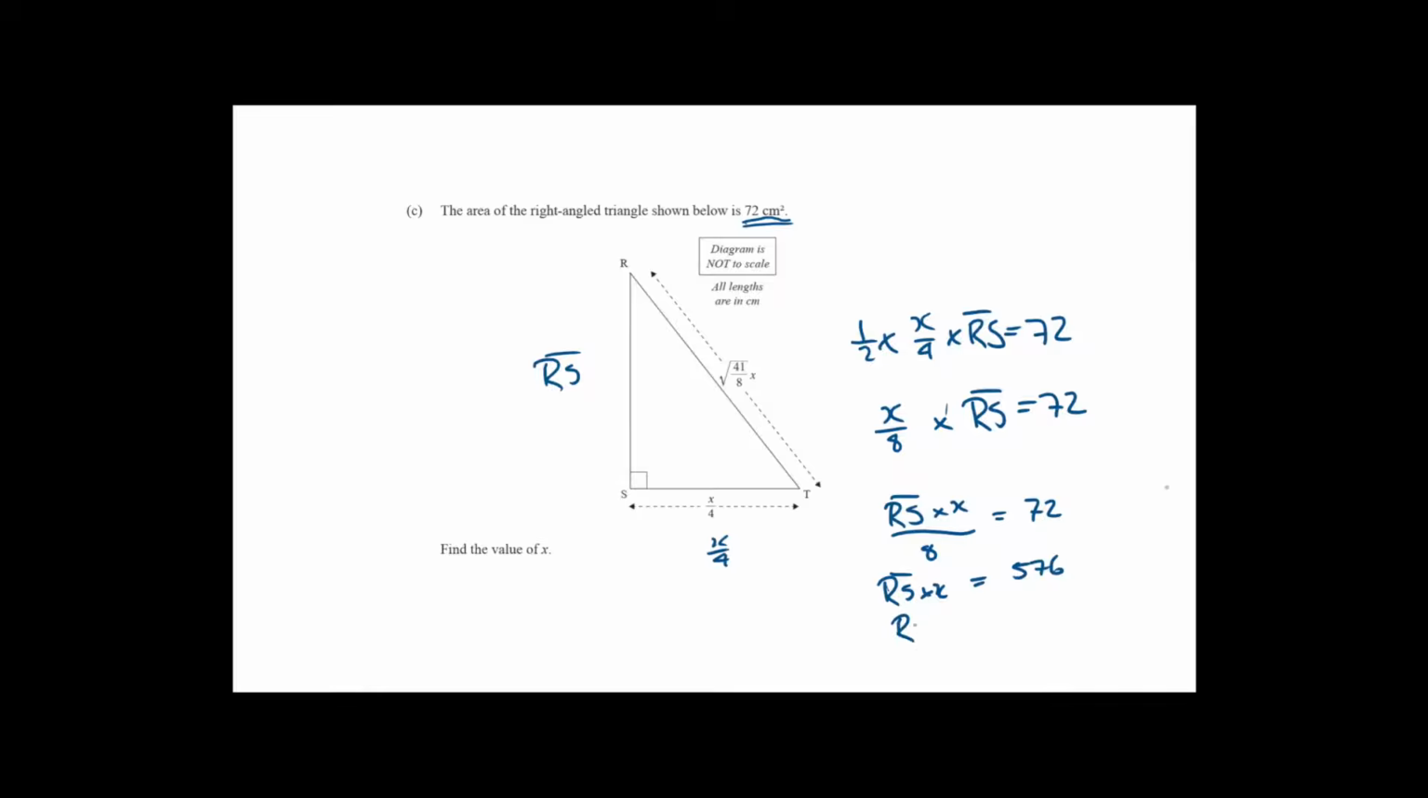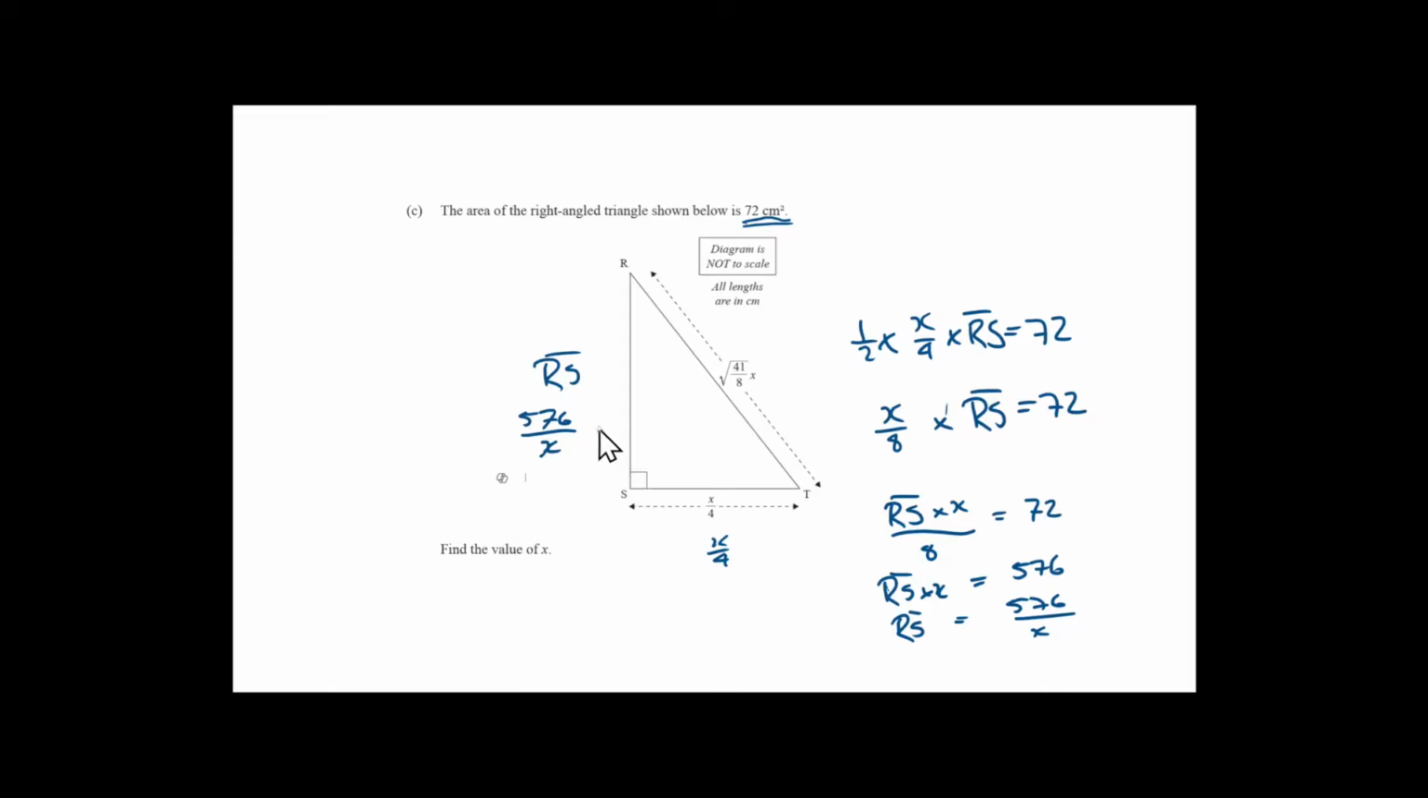So therefore RS is going to equal 576 over x. Okay, so 576 over x. Okay, so now all three sides are in terms of x. Now we need to find what x is.